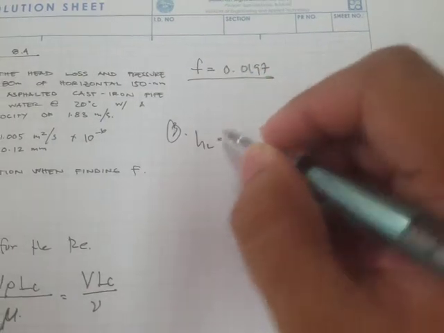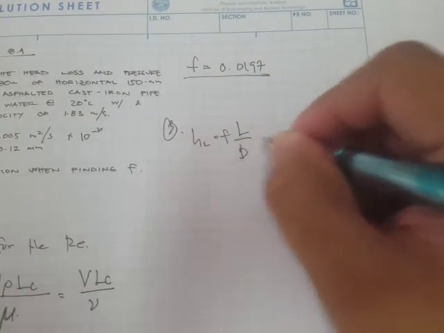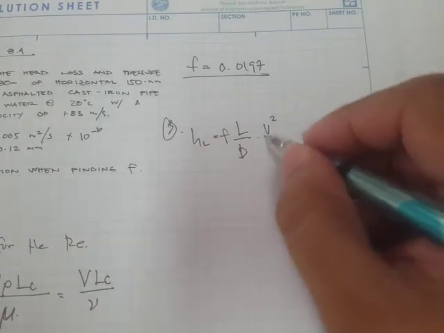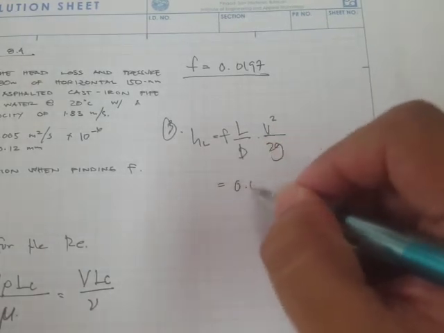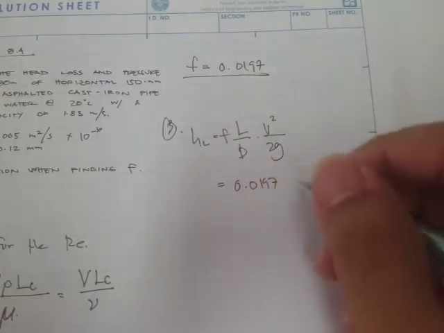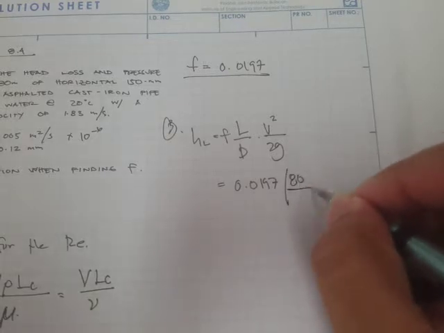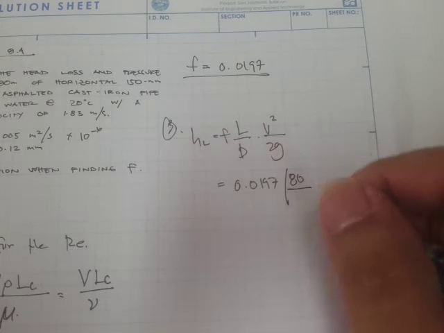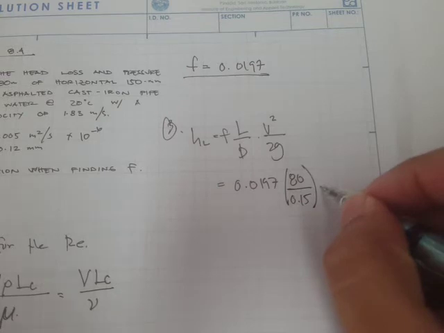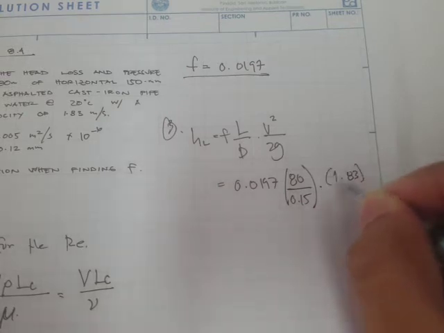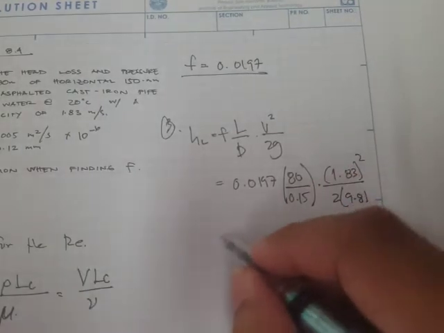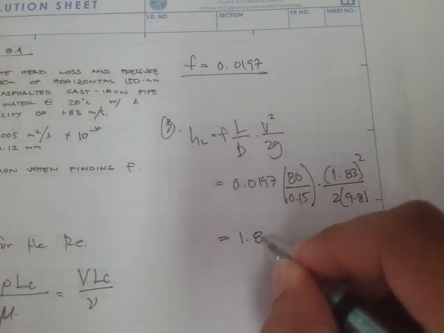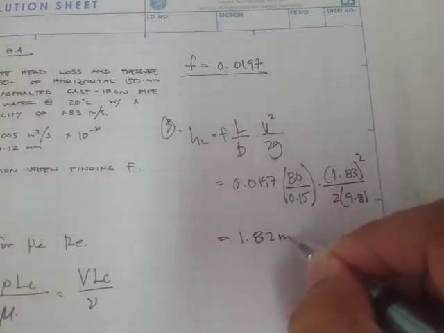And therefore for the head loss, that's going to be F L over D times V squared all over 2g. Our F is 0.0197, and our L is 80 meters divided by the diameter of the pipe, that's 0.15 meters, times the velocity head, 1.83 squared all over 2 times 9.81. And what you will get here is 1.82 meters.